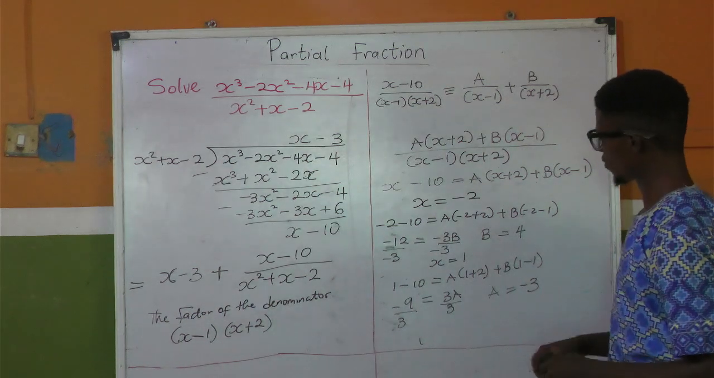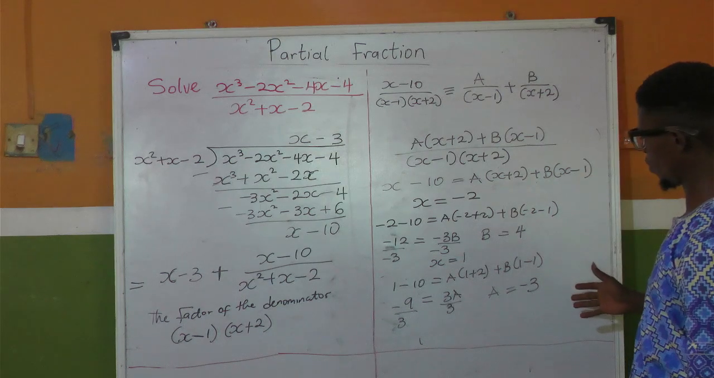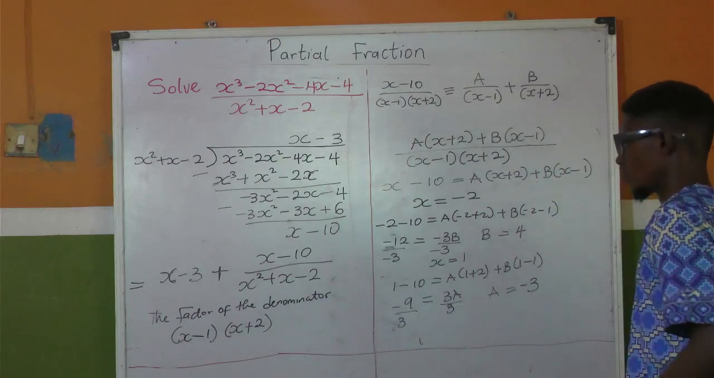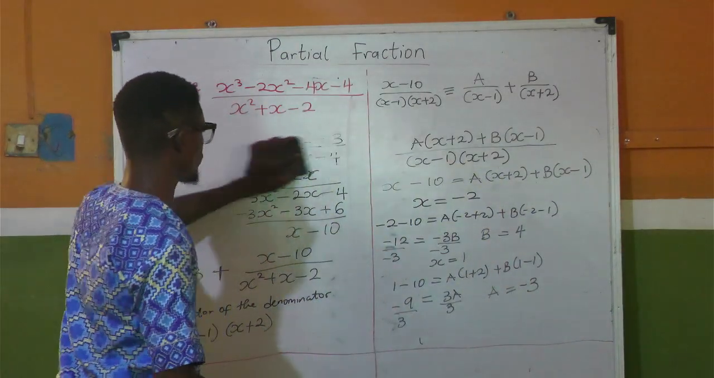Now, so far you have seen that we have been able to obtain the value for both B and for A. I'll need to rub this side of the board so that we can complete the rest of the work that we are doing.